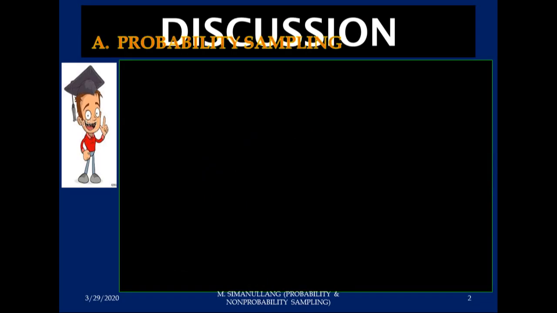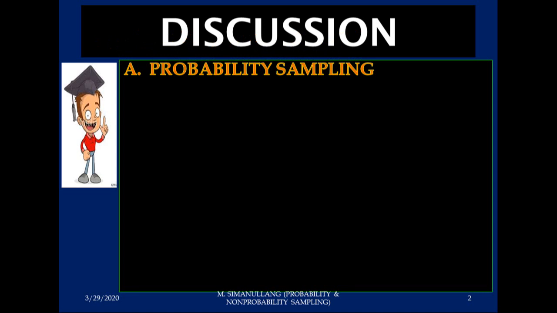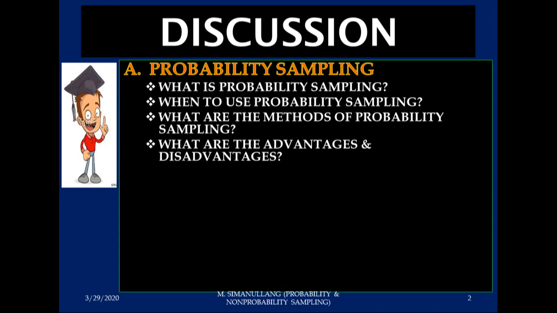Our discussion is divided into three sections, and the first section is we are going to cover probability sampling by answering the questions such as: what is probability sampling? When to use probability sampling? What are the methods of probability sampling? And what are the advantages and disadvantages of probability sampling?